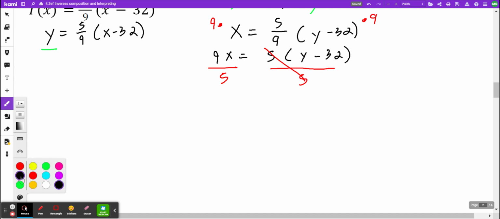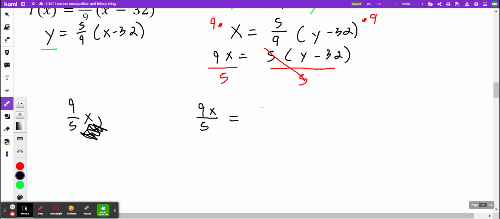So I have 9/5 x is equal to, and I could write it like that, or I could write it like this. Doesn't matter which way; it's the same thing. As long as I don't put them downstairs, don't do that. So that's equal to y minus 32. I can get rid of these parentheses. Okay, well, I only have one last thing to do.